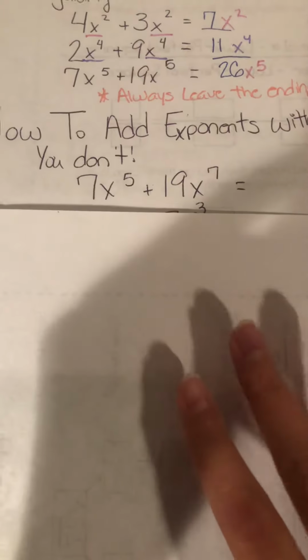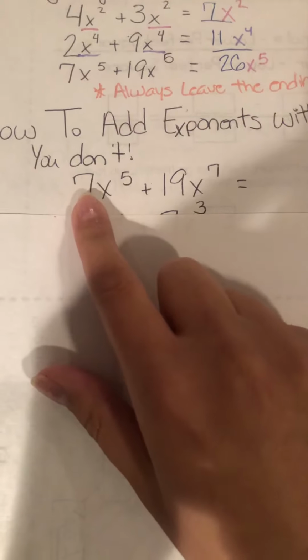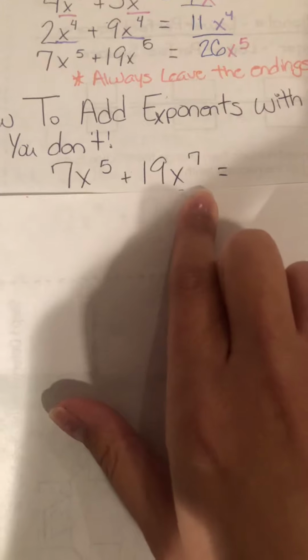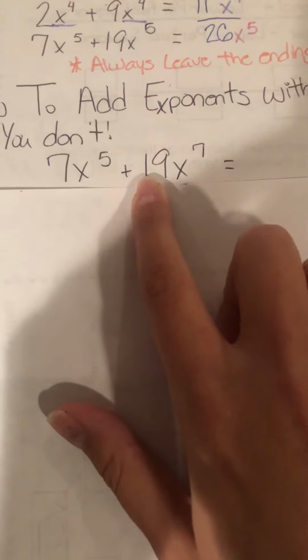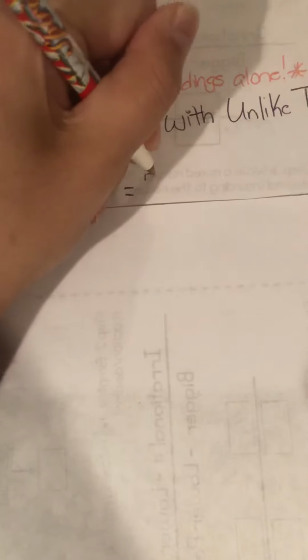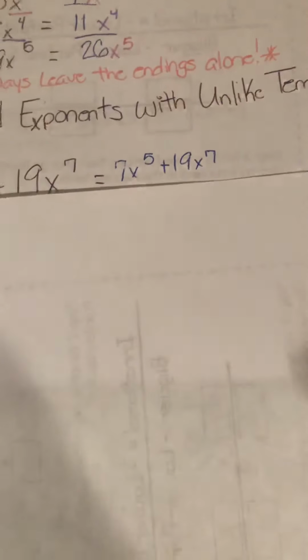Here's an example of how to add exponents with unlike terms. You just don't. So here's an example. 7x to the fifth and 19x to the seventh. X to the fifth is not the same as x to the seventh, so I just can't add 19 and 7 together. What I would do is leave it alone. My answer would be 7x to the fifth plus 19x to the seventh. You can't simplify that further.